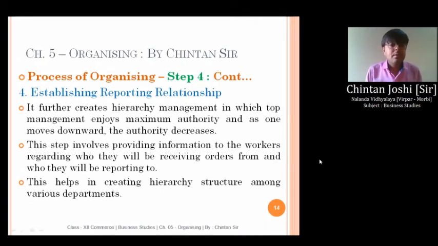कंटिन्यूशन में देखते हैं यही टॉपिक। It further creates hierarchy management in which top management enjoys maximum authority, and as one moves down the authority decreases, right? अगर हम ऑर्गेनाइजेशन स्ट्रक्चर की बात करें तो यहाँ पर अथॉरिटी रिस्पॉन्सिबिलिटी रिलेशनशिप में जो टॉप लेवल मैनेजमेंट रहेगा, वो सबसे ज्यादा अथॉरिटी एंजॉय करेंगे, उसके पास सबसे ज्यादा अथॉरिटीज रहेगी। और जैसे ही हम डाउनवर्ड आएंगे हायरार्की में, अथॉरिटी जो है वो डिक्रीज होगी। These steps involves providing information to the workers regarding who they will be receiving orders from and who they will be reporting to.